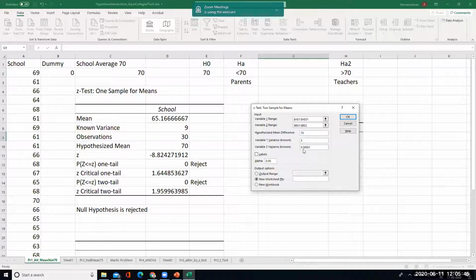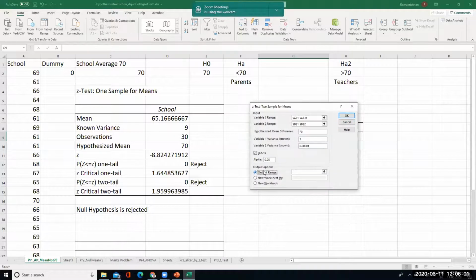0.00001. Right? And then I'm putting a label here because I have given labels here, school and dummy. The first row is label. And alpha value is significance level. The error that I can afford to make is 5%, 0.05 I put.